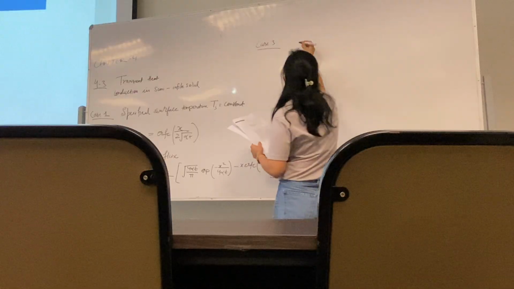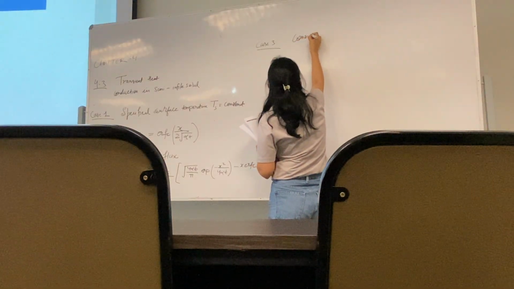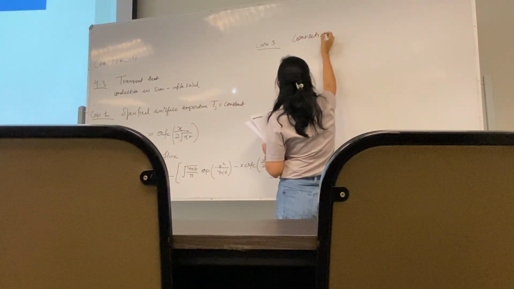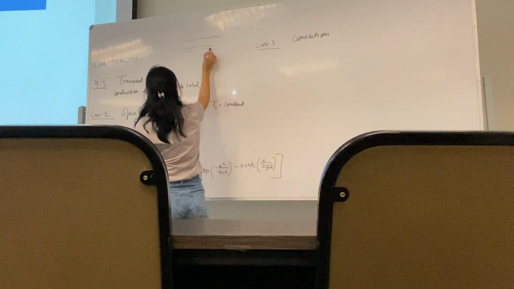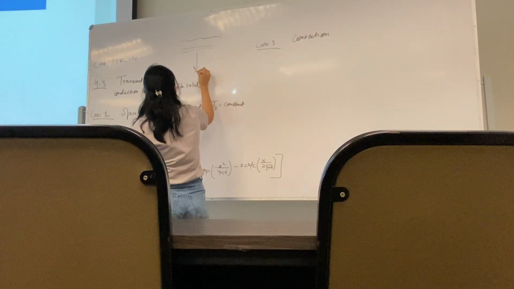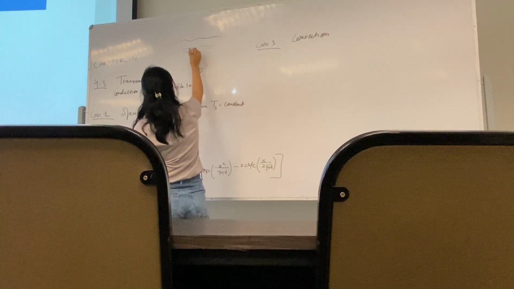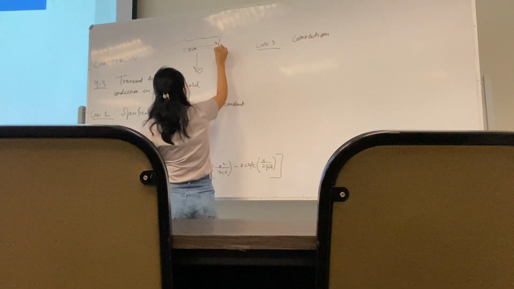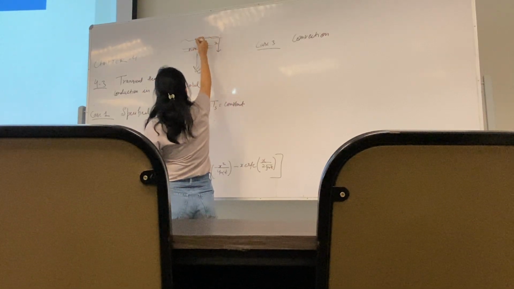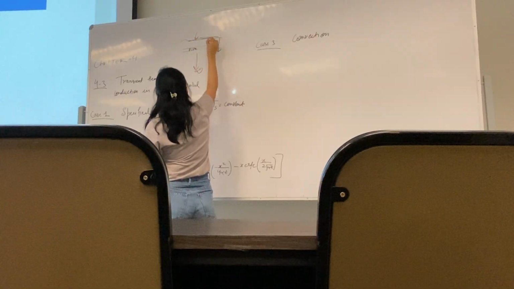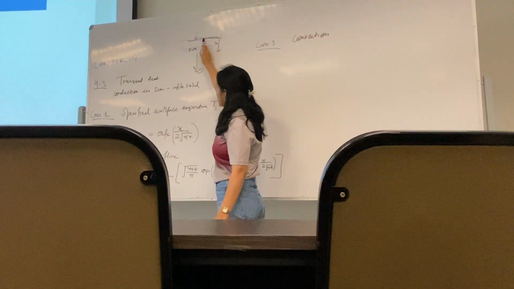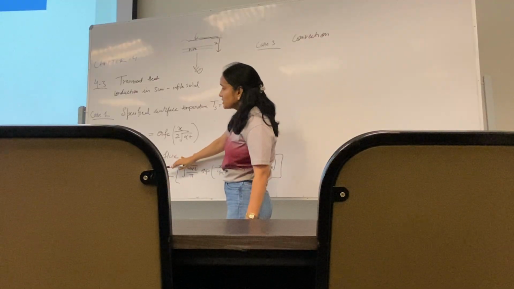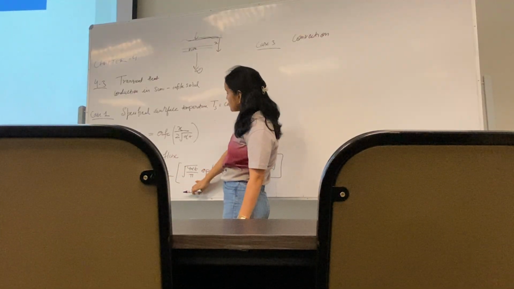Convection on the surface. Again, a semi-infinite solid is like the earth. This goes until infinity. There is a pipe. This is X. So this is the surface. If this surface temperature is specified, you use this. If on this surface the heat flux is specified, you use this formula.